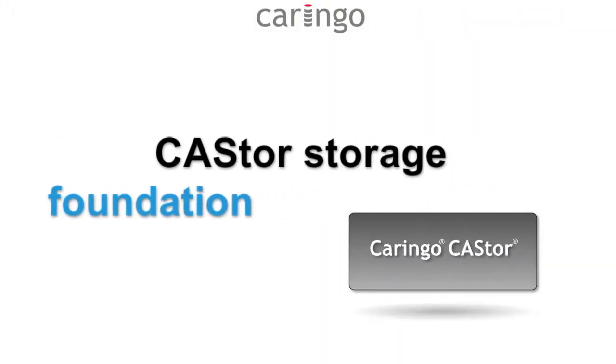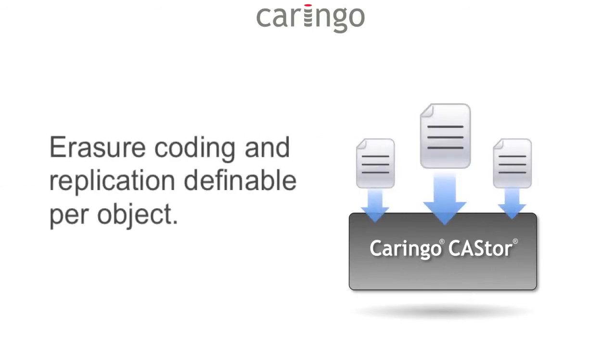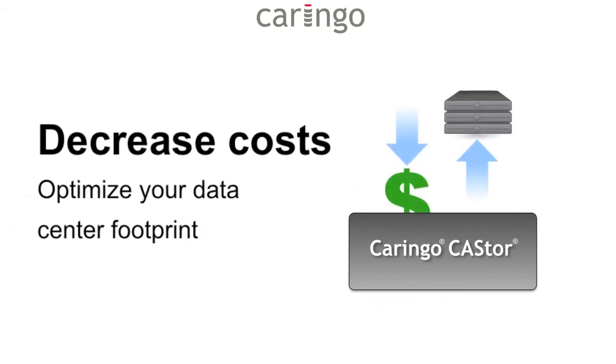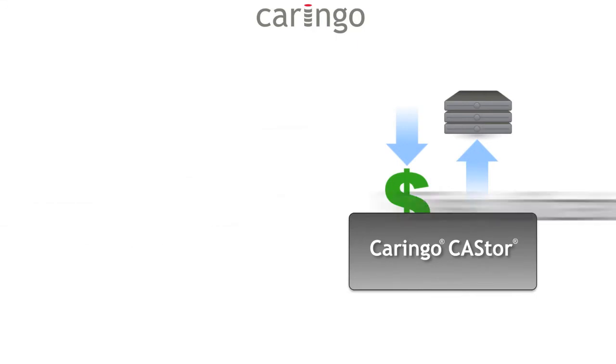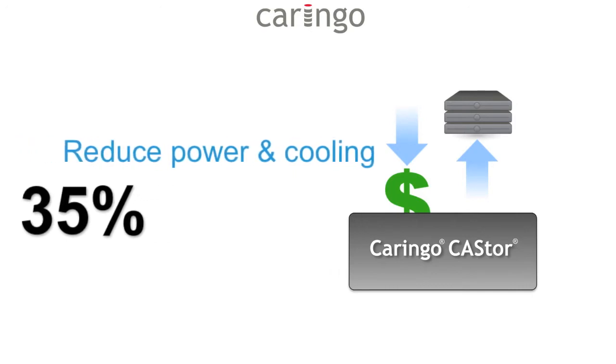As a foundation, Caster itself provides a rich feature set, including the ability to provide any storage SLA with erasure coding and replication definable per object within the same cluster. Caster also allows you to demonstrate compliance with WORM and integrity seals, providing proof for evidentiary purposes that content hasn't been tampered with. Caster allows you to decrease costs and optimize your data center footprint with both industry-leading 98% disk utilization and power-saving features that allow reduction in power and cooling by 35%.